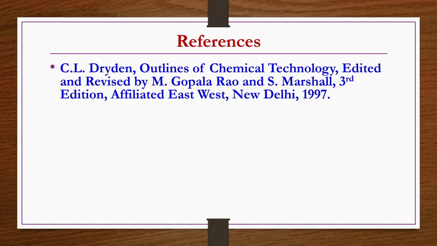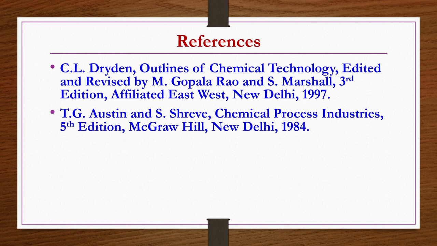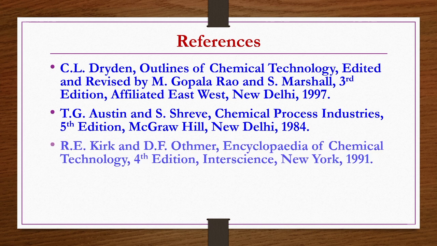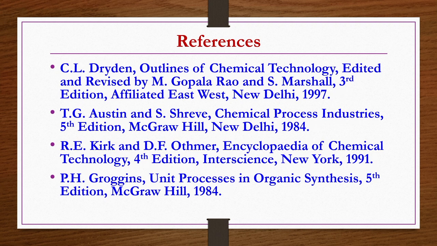So, the references for today's lecture are provided here. Outlines of Chemical Technology by Dryden, edited and revised by Gopala Rao and Marshall, 3rd edition. Chemical Process Industries by Shreve and Austin, 5th edition. Encyclopedia of Chemical Technology by Kirk and Othmer, 4th edition. Unit Processes in Organic Synthesis by Groggins, 5th edition.